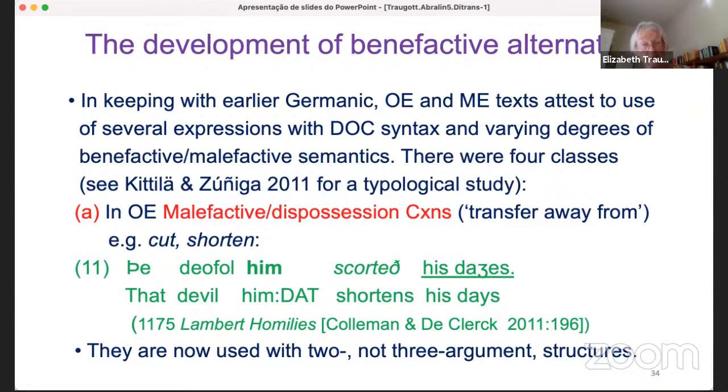When you look at Old English and Middle English texts, you will find that in keeping with earlier Germanic, there are a lot of expressions with double object syntax and varying degrees of benefactive and malefactive, so negative semantics. There were four classes. There was a malefactive dispossession construction, which I mentioned, transfer away from, so cut and shorten. The devil him shorteth his days. That devil him shortens his days. We don't say that anymore. You say that devil shortens his days. There's no him in there. So they're now used with two, not three, argument structures.